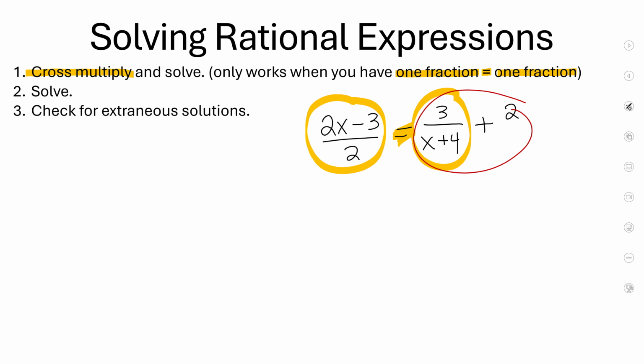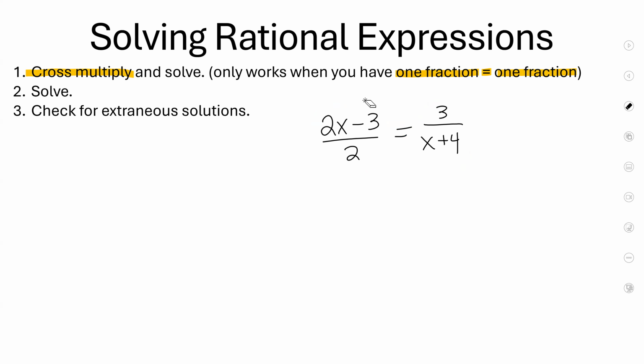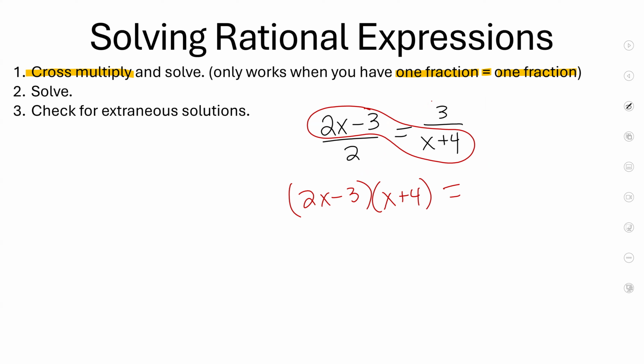All right, so let's use our first method. We have one fraction equaling another fraction, so we can go ahead and cross multiply. So I'm going to do 2x minus 3 times x plus 4 equals 2 times 3 is 6. Now it's just an Algebra 1 problem. Multiply it out and solve. I'm going to have you guys try it on your own. I'll put the answer up here shortly, but you guys can just look up and check.